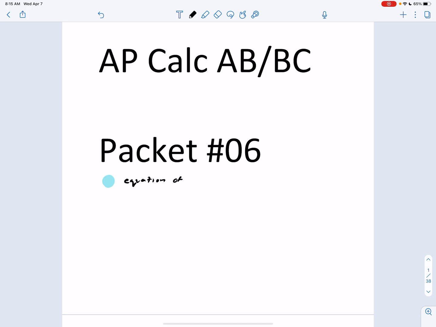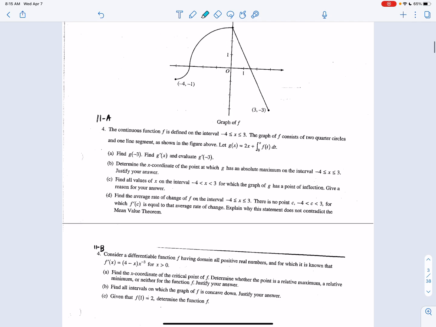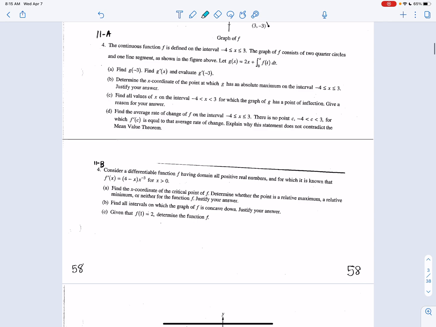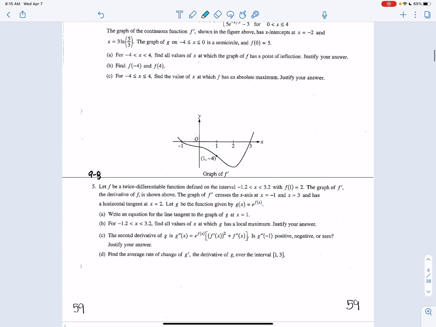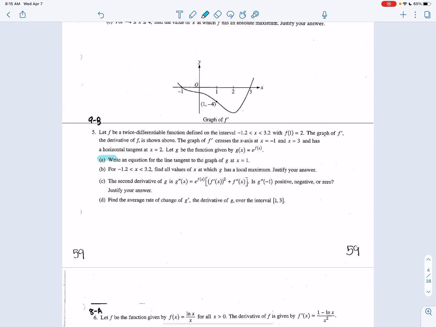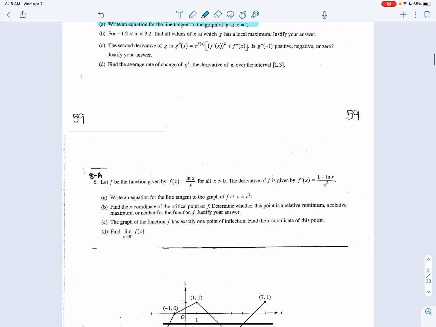Equation of a tangent line. You guys have seen this, and I want to bring it back up to you because it's not super common, but common enough to want to address. The equation of a tangent line. Here we go. So it first appears in 2009, Form B right here. Write an equation for the line tangent. Okay, 2008, write an equation of a line tangent.